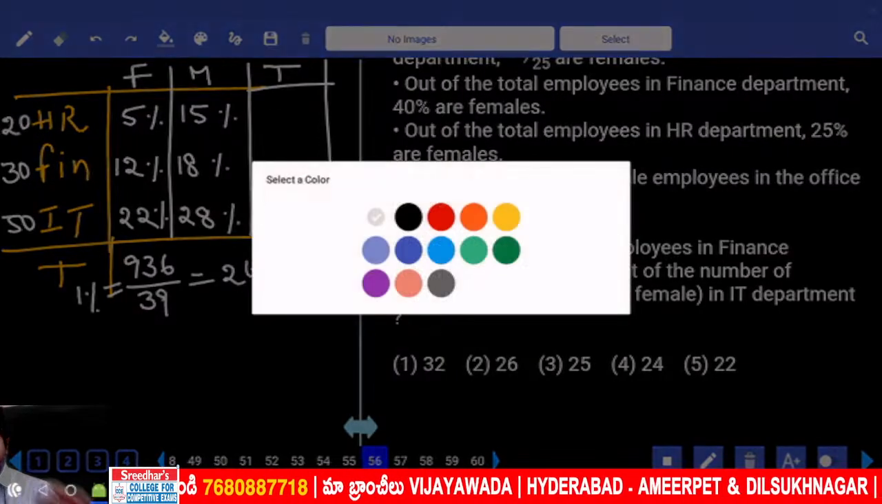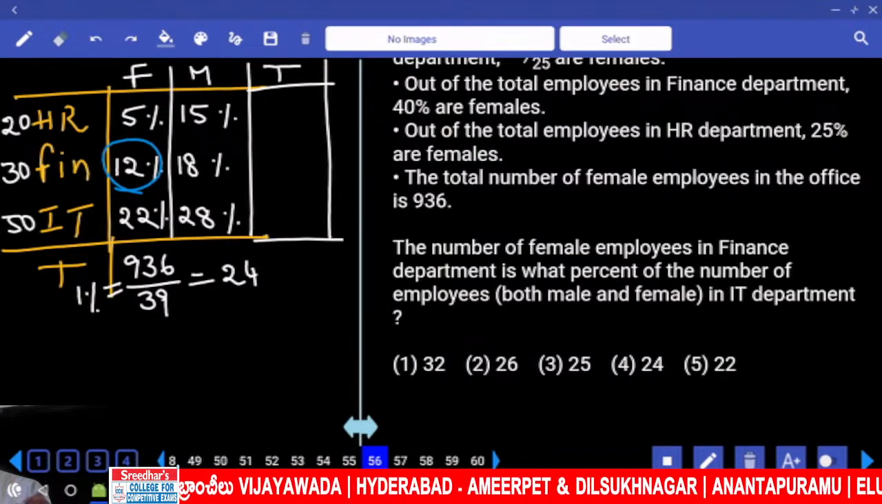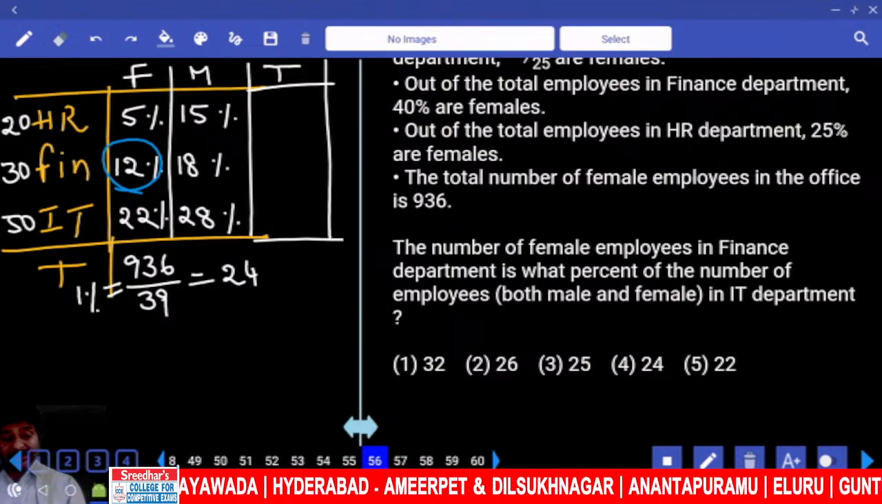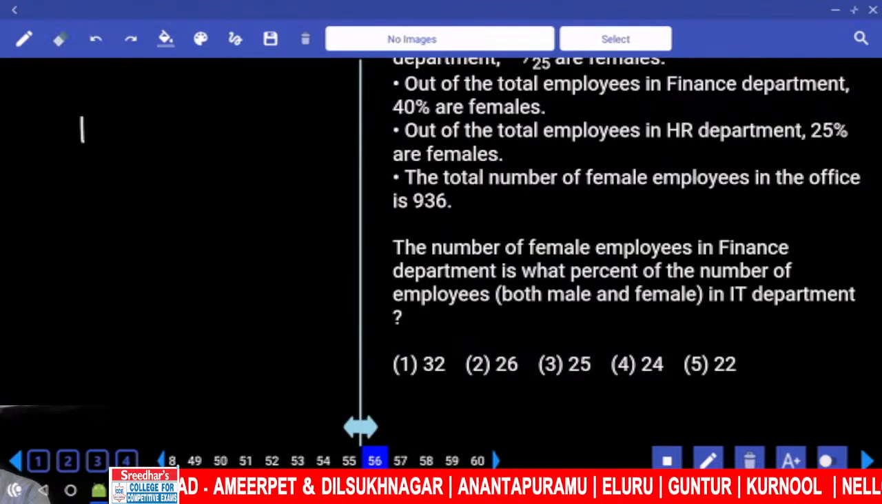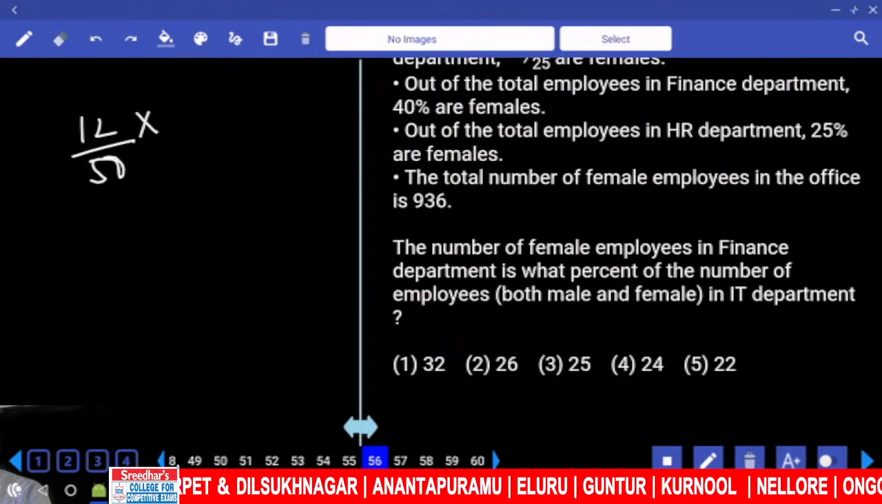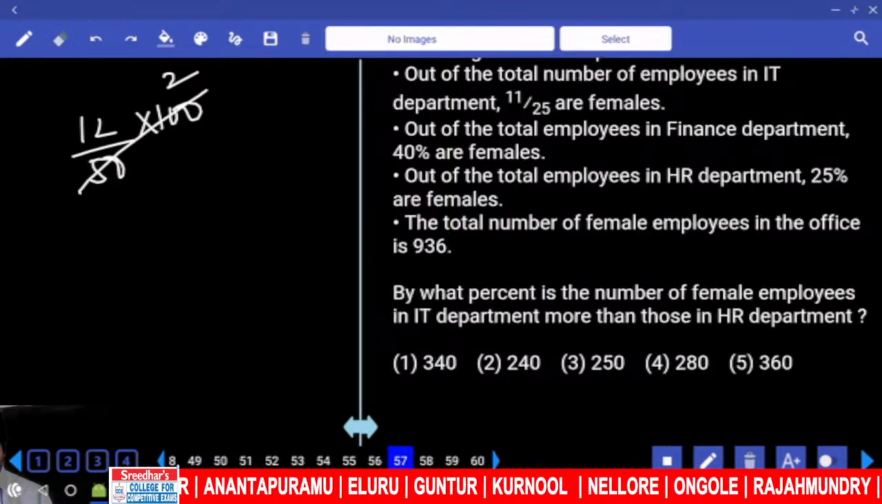Number of female in Finance department is what percent of number of employees in IT department? Female in Finance department 12. Or what percent of total employees in IT department? 50. So 12 upon 50 into 100, answer 24.